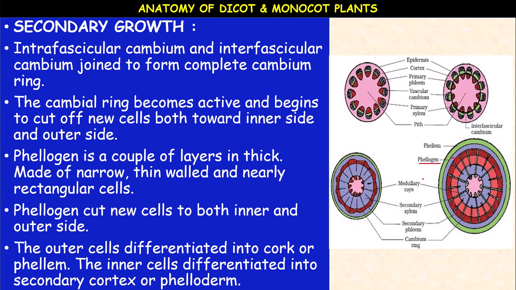The outer cells differentiate into cork or phellem. So the outer cells of the phellogen form the phellem, and the inner cells differentiate into secondary cortex or phelloderm. Secondary cortex or phelloderm.